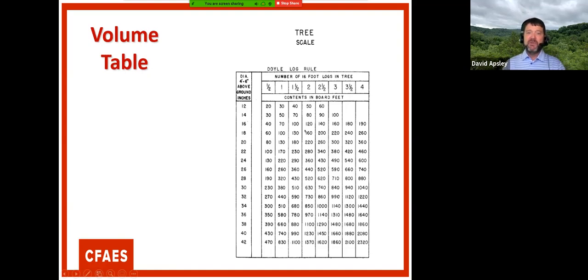We get a diameter with our Biltmore stick, we get an estimate of height with the Merit hypsometer, and then we just look up the volume on the table.